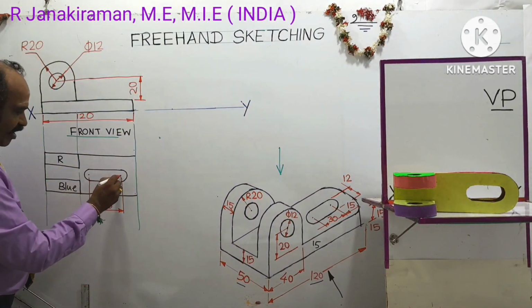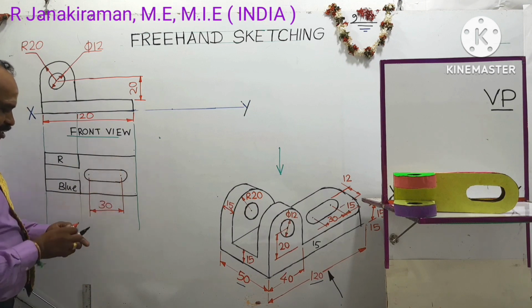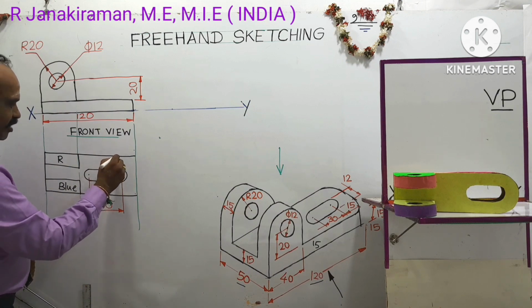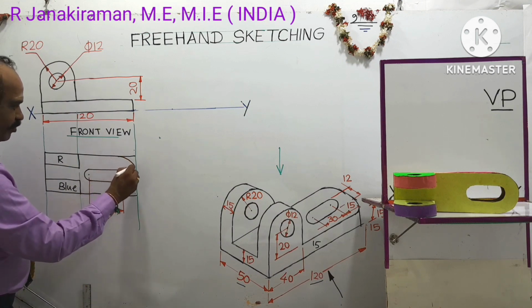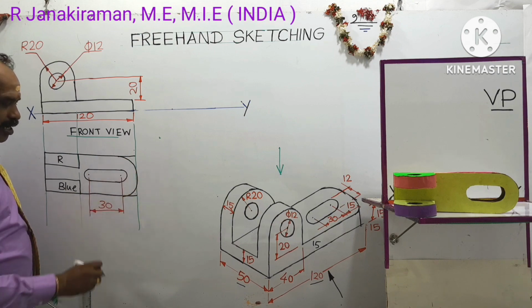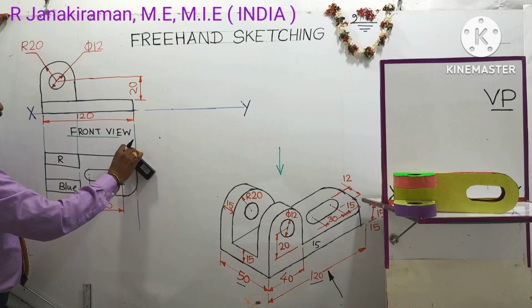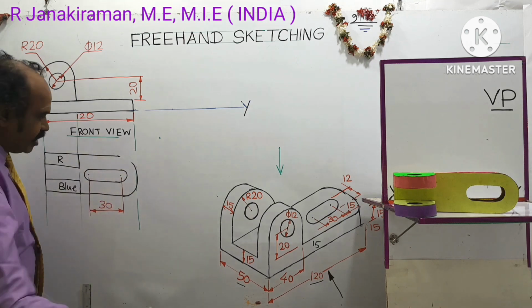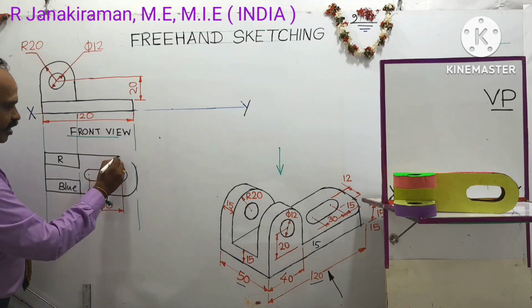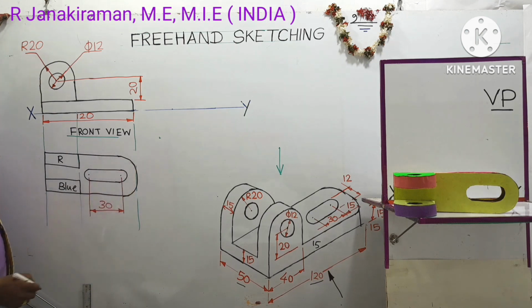With this center as reference, draw one radius, that is a semicircle on the right end of the top view. You can erase this unwanted portion. The view obtained is called the top view. Another name for top view is plan.